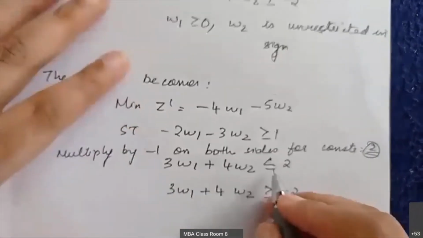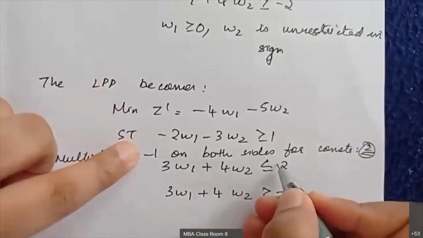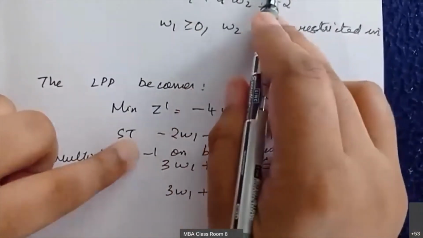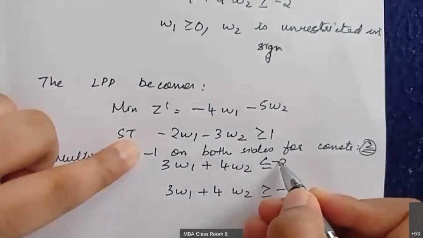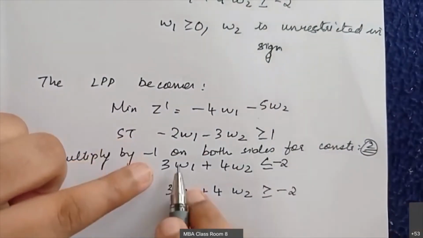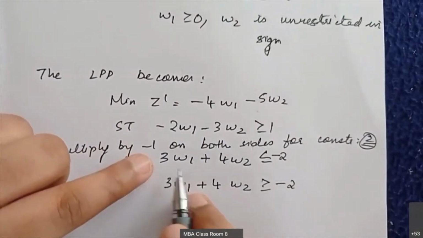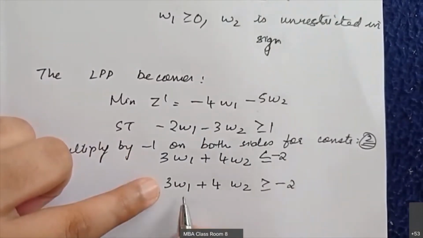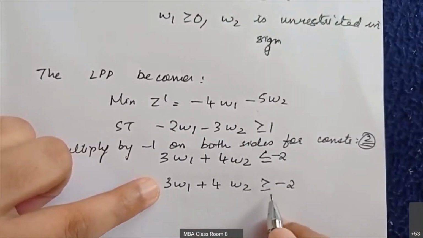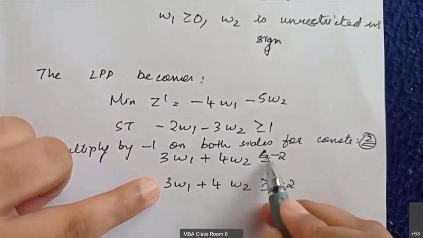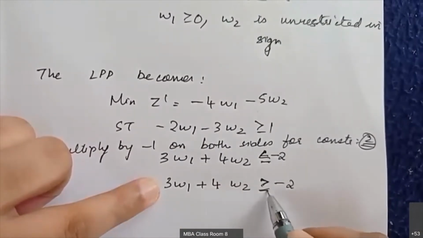When I multiply this constraint with -1 on both sides, I will have -2 over here. On both sides I have to multiply with -2. So just compare these two constraints. 3W1 plus 4W2 less than or equal to -2, and again 3W1 plus 4W2 greater than or equal to -2. The constraints remain the same. Only thing is the inequalities are of opposite signs.